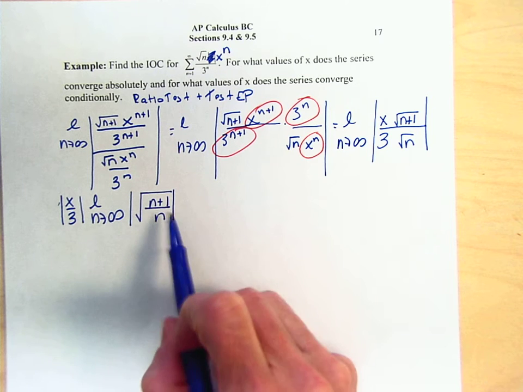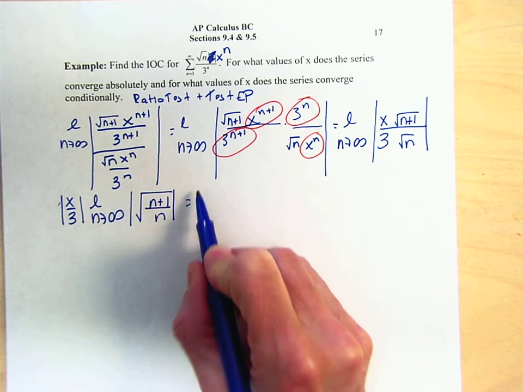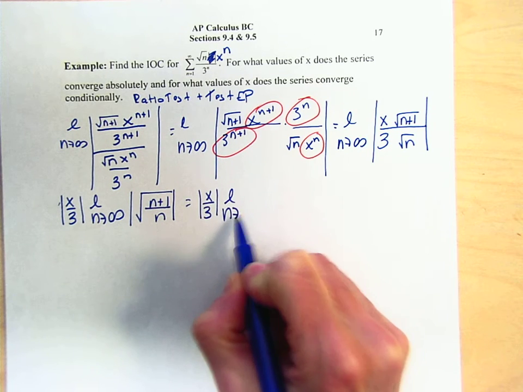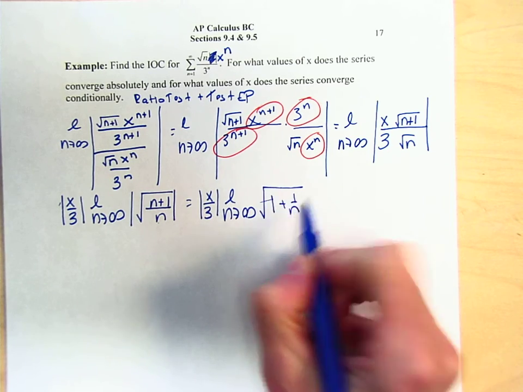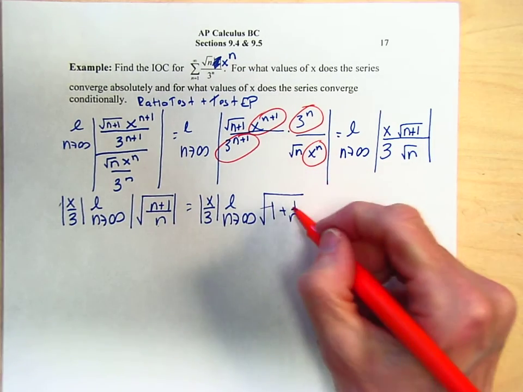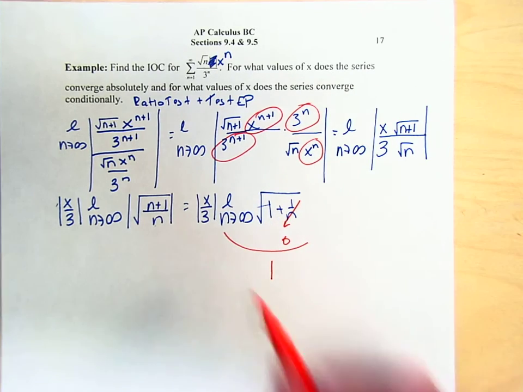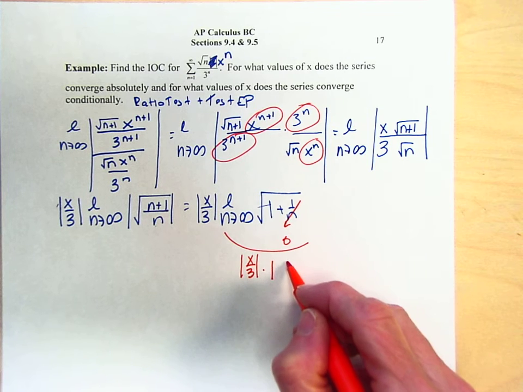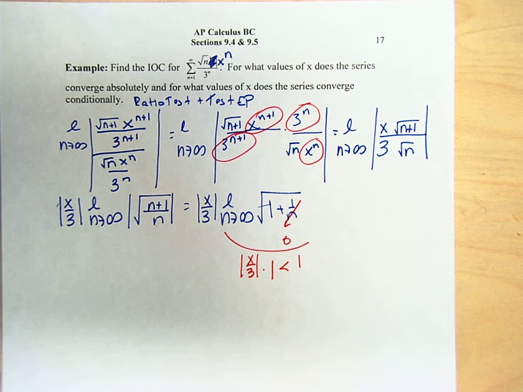And actually I'm going to rewrite this. This divides each term, and this limit will be super clear. So this becomes the square root of 1 plus 1 over n. So if I take the limit, this goes to 0, this whole limit goes to 1. So like before, we're taking the absolute value of x over 3 times 1. To guarantee convergence, this has to be less than 1.